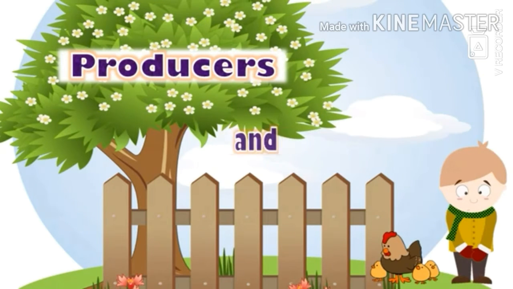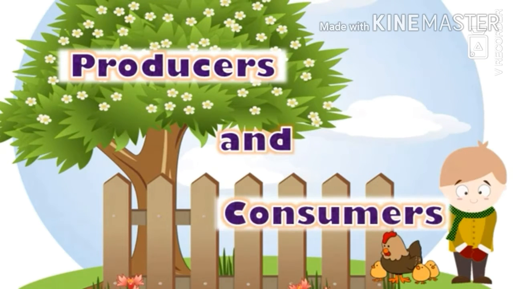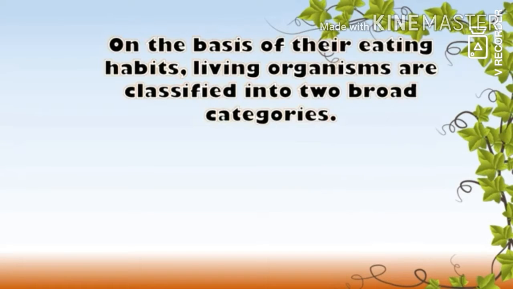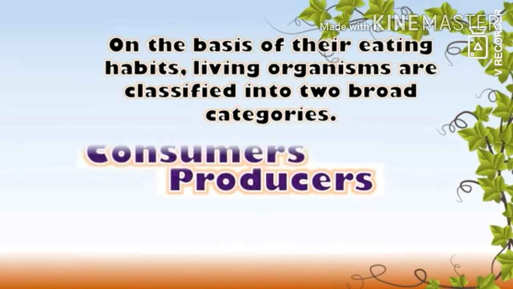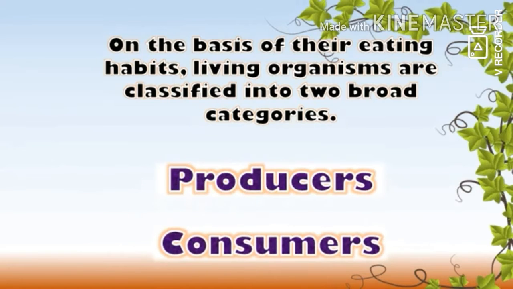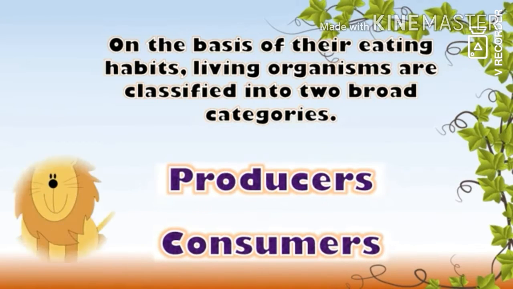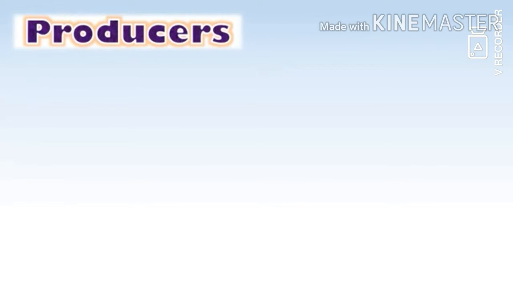Now, our next topic is producers and consumers. All living things need energy. They obtain their energy from food. On the basis of their eating habits, living organisms are classified into two broad categories. Number 1, producers. Number 2, consumers. Firstly we discuss producers.